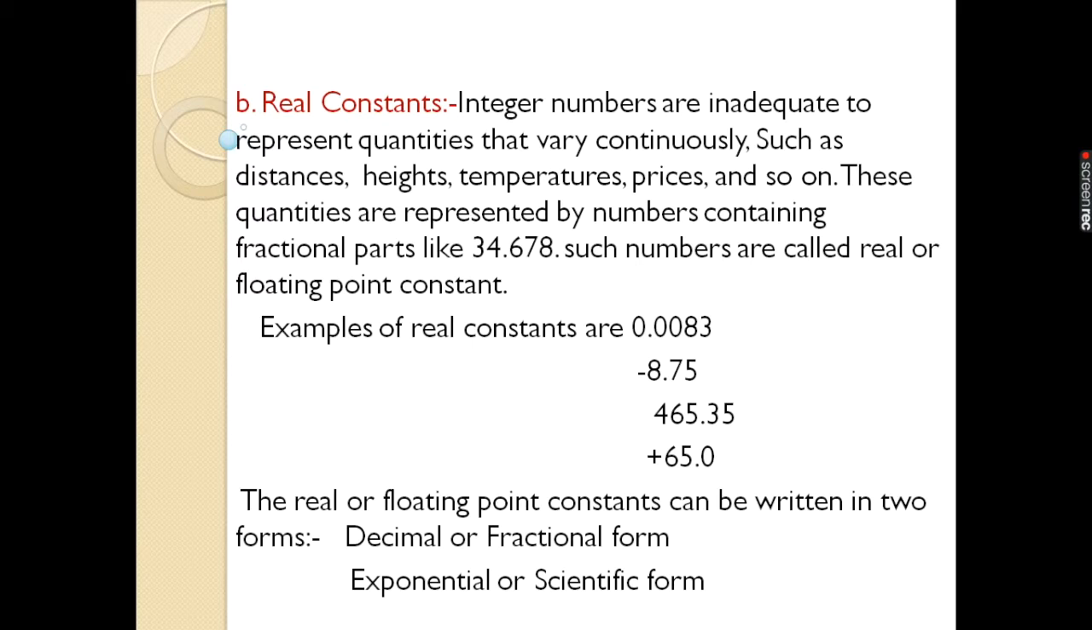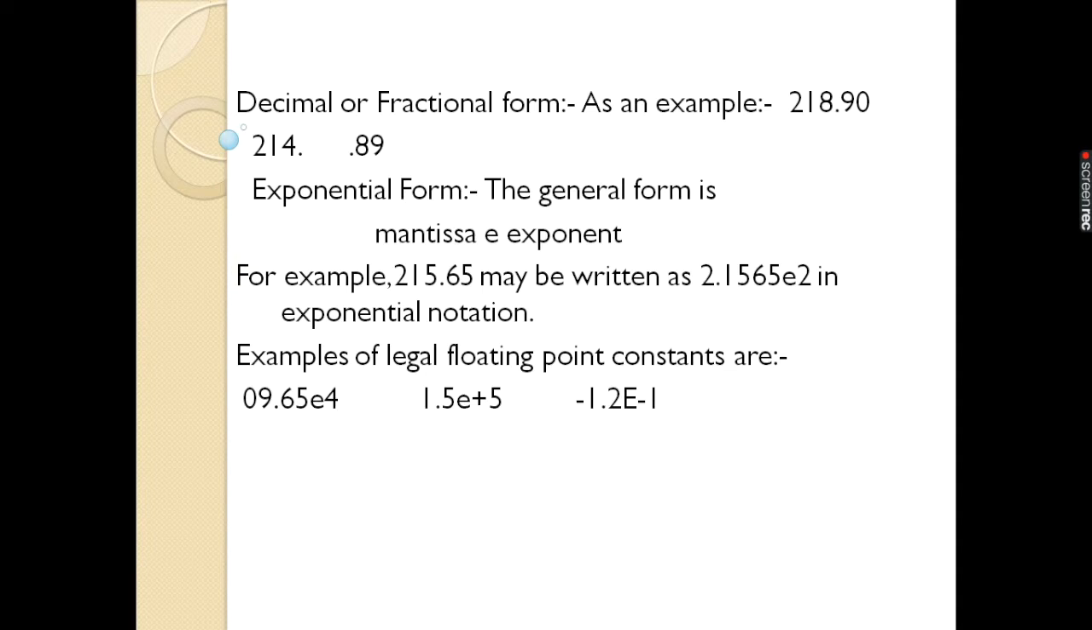Examples of real constants: 0.0083, minus 8.75, 465.35, plus 65.0. Real or floating point constants can be written in two forms: decimal or fractional form, and exponential or scientific form. In decimal or fractional form, a real constant is a combination of a whole number followed by a decimal point and the fractional part.